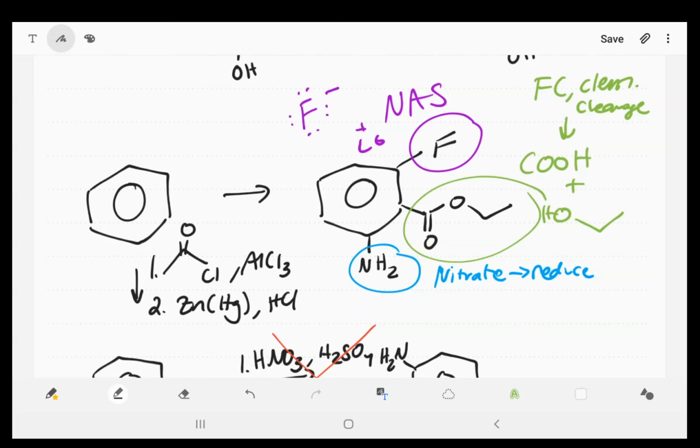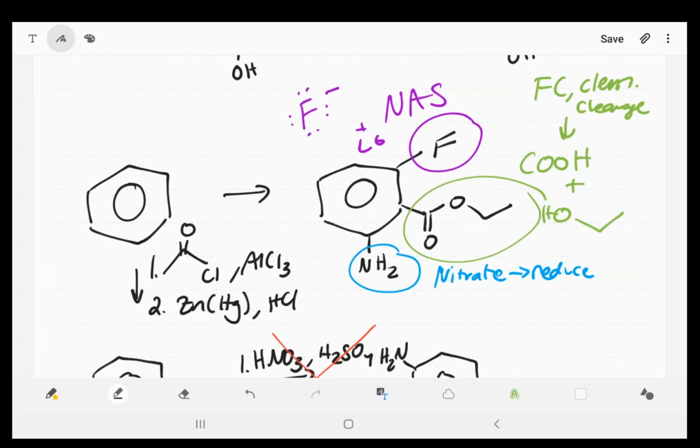We could leave it as the nitro. That would be okay for now. If we leave it as the nitro group, then it won't take over. Or we could put on the bromine, either way. So we could either nitrate or brominate at this point. Either one of those.